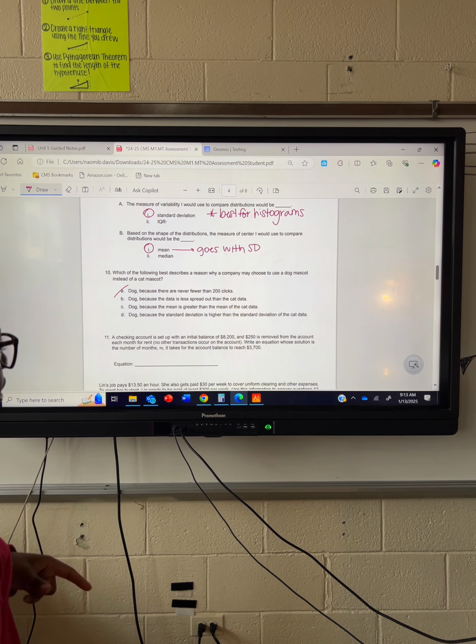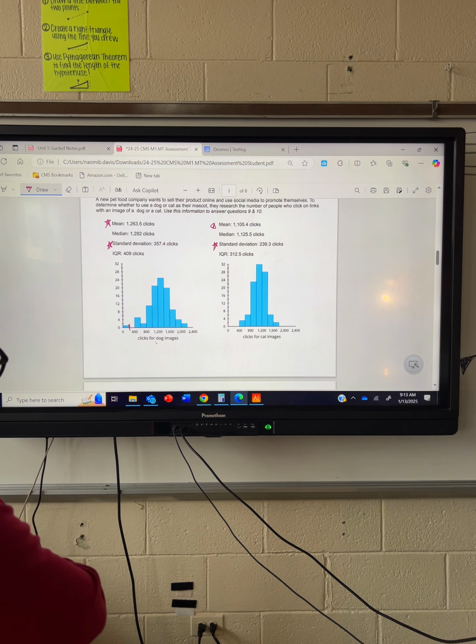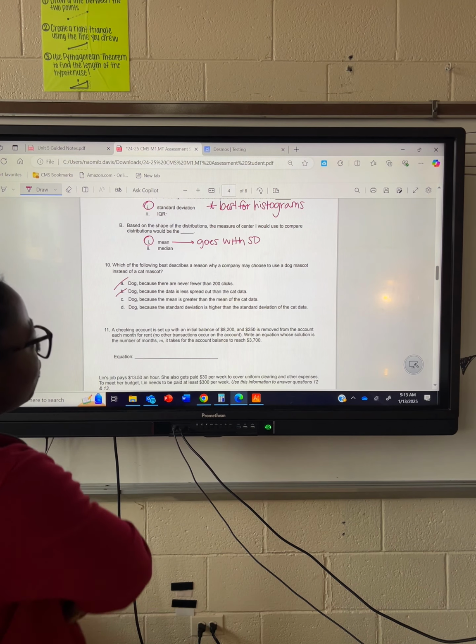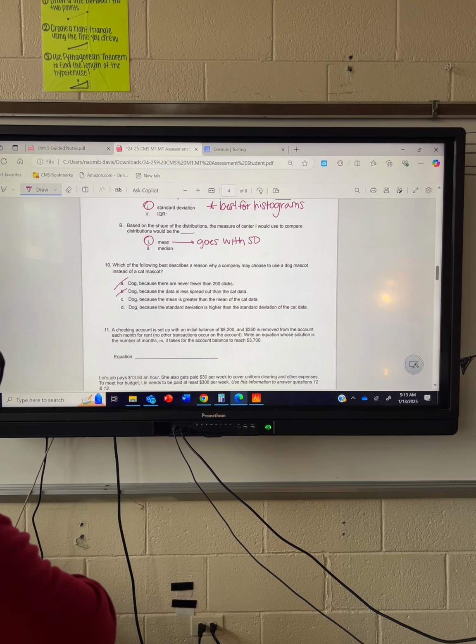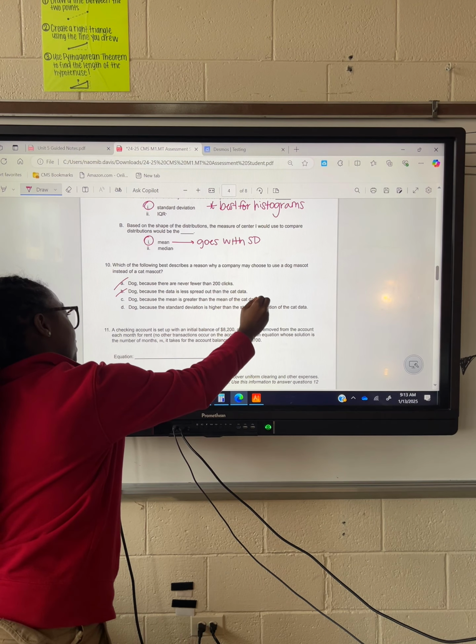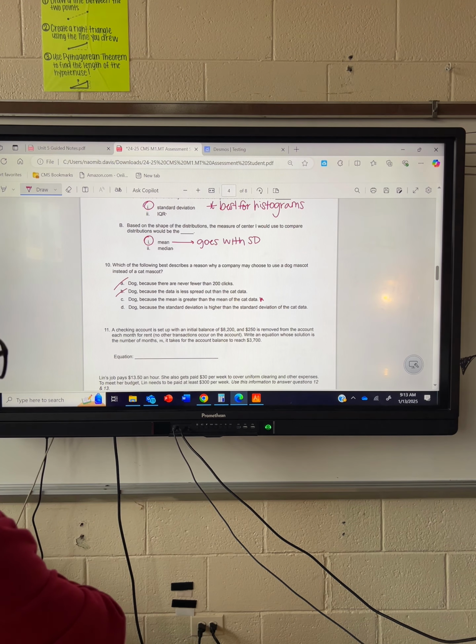Dog, because the data is less spread out than the cat data. Well, no, because the data is more spread out for dog. So not that one. Dog, because the mean is greater than the mean of cat data. Okay, we got something right there. Let's put a star. Dog, because the standard deviation is higher than the standard deviation for cat data.